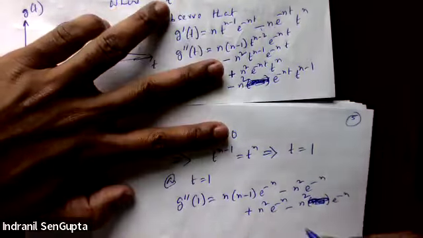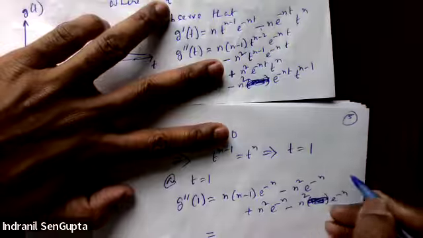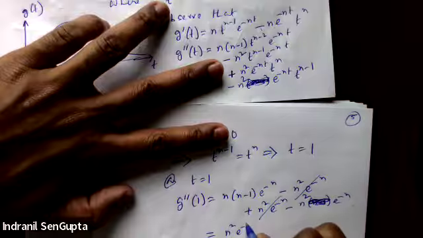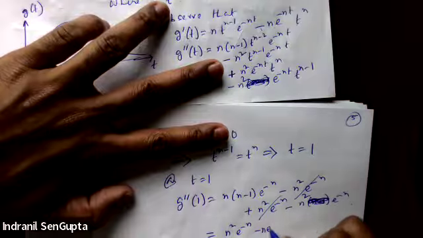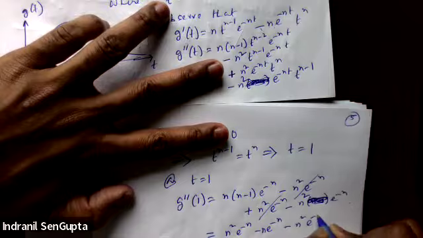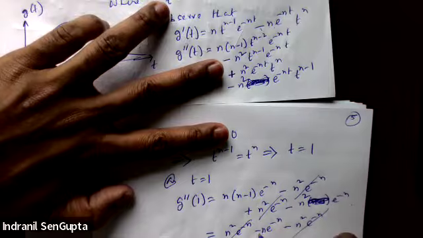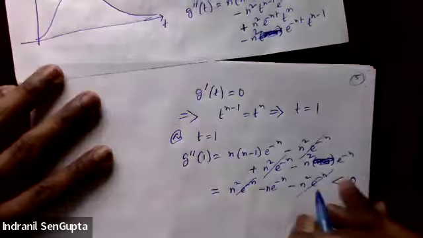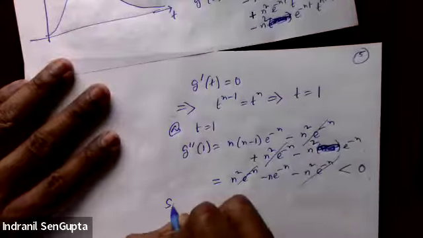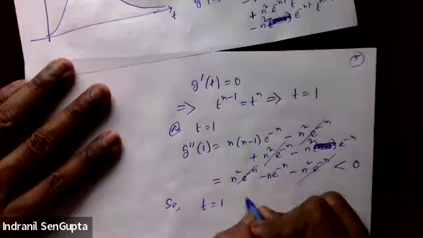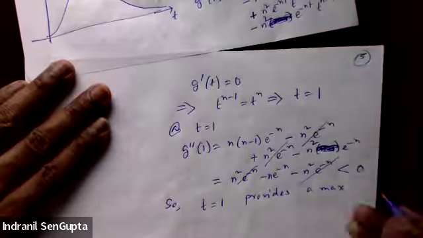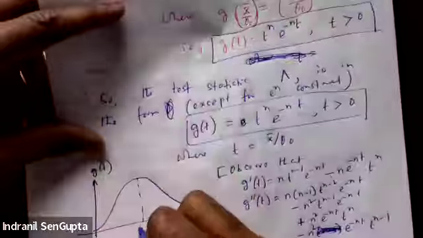Okay. Now look at this term. So it's basically, this and this cancel. And I have n squared e to the minus n minus n squared e to the minus n, minus n e to the minus n. So it's minus n e to the minus n, which is negative. So that is at the point t equals 1. So t equals 1 provides a max. This is just an aside, it's a calculus exercise. So that means this point is t equals 1.